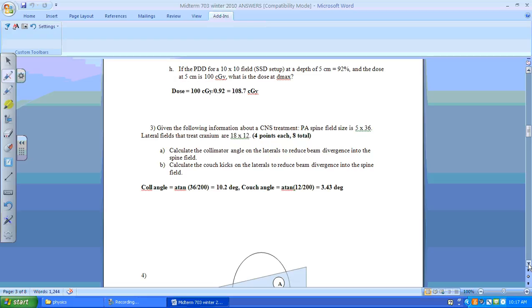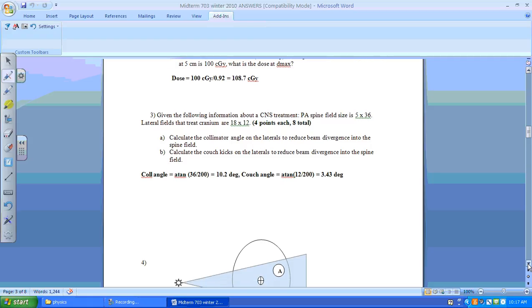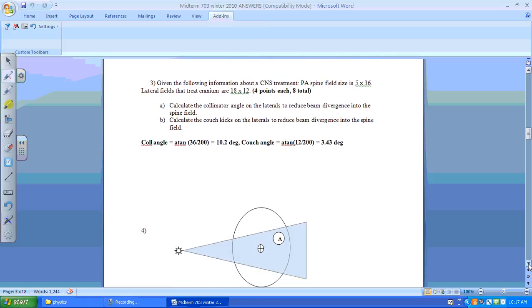Given the following information about CNS, PA spine, the lateral field is 18 by 12. The question is to calculate the collimator angle for the laterals to reduce beam divergence into the spine and calculate couch kicks. The tricky part here is remembering that this is the X jaw and this is the Y jaw, and which ones are the ones that you need to use for your angle calculations.